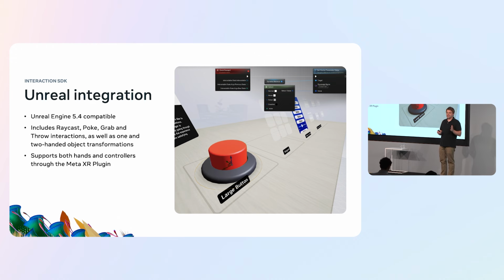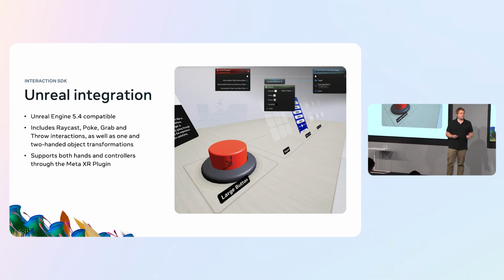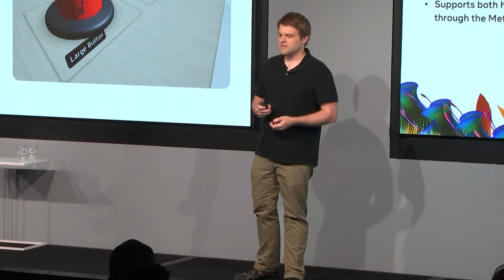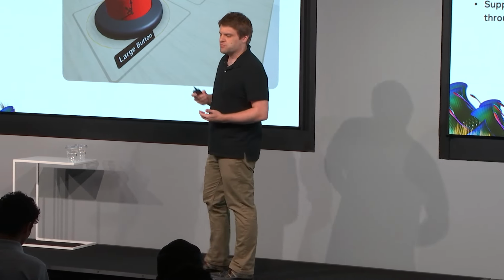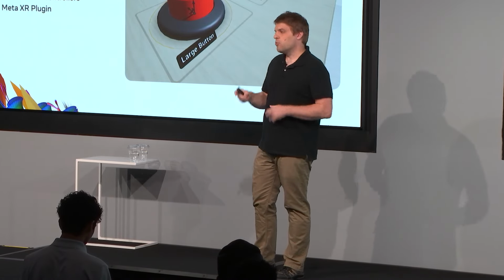So the ISDK Unreal integration is launching in V69, version 69, with support for Unreal Engine 5.4 or greater. This is going to be available on the Unreal Marketplace and the Meta Horizon Developer Center. It works with the Meta XR Unreal plugin to give you interactions such as raycast, poke on a surface, grab and throw interactions, and one and two-handed object transformations.